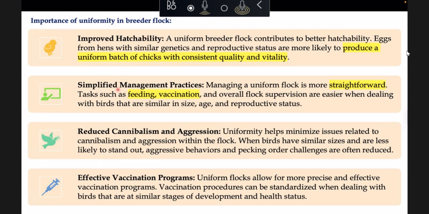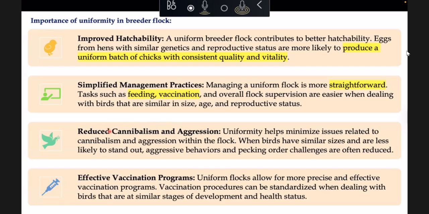And all these uniformity characteristics simplify the management practices. As we know, the management will become straightforward because the tasks such as feeding, I mean the nutrient requirement for those birds, the vaccination schedule, everything would be similar. And I mentioned already the molting will be at the same time as well. So during molting, we have to alter the nutrient content of the feeds. That will also be easier for the practitioners or for the stock person of your farm.